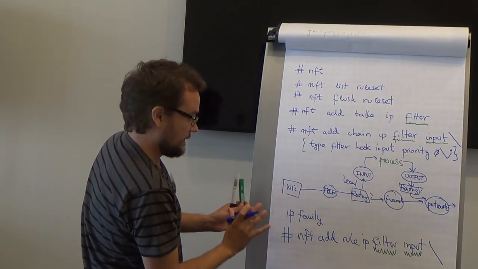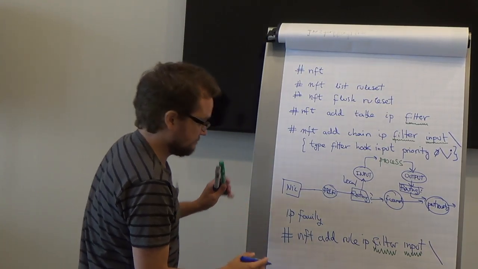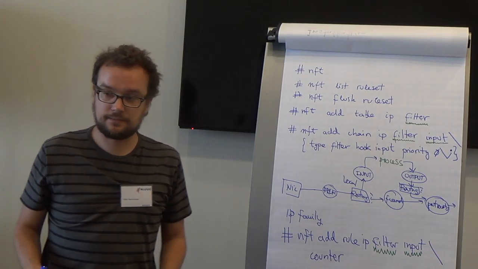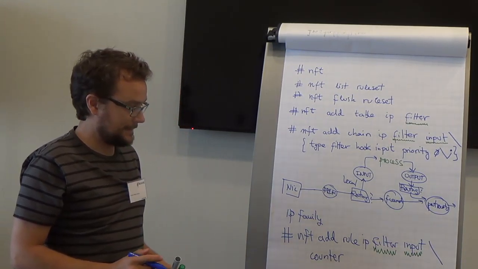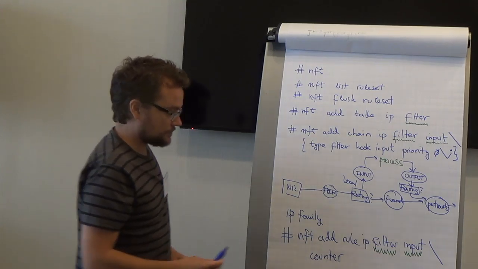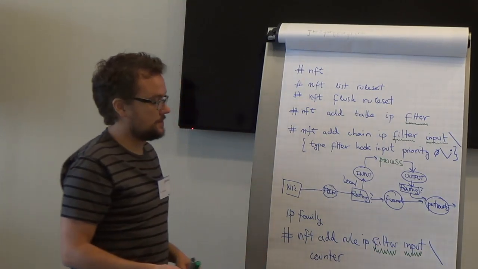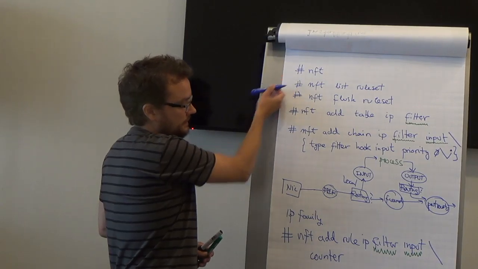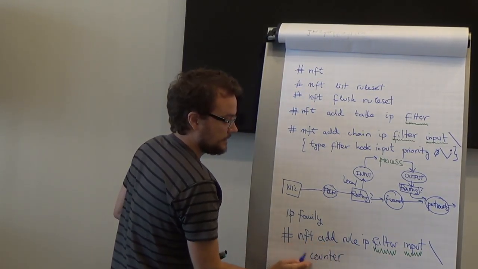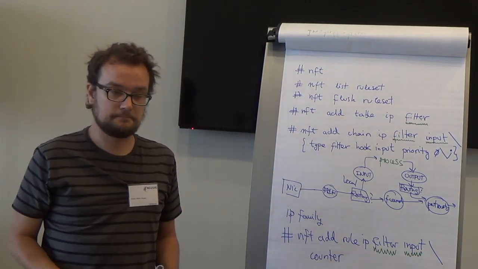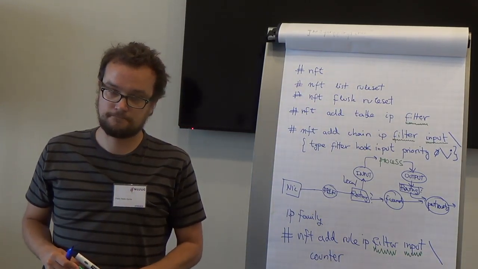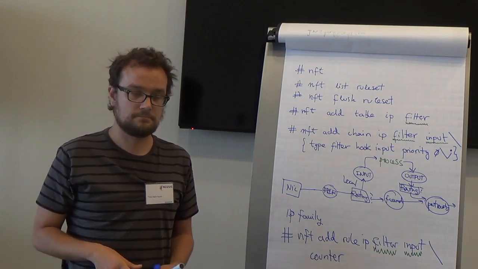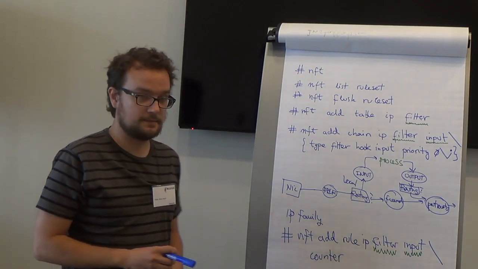Now we can include the first statement. Maybe I'm just going to add a counter just to check that we are seeing traffic. So after this rule, we generate some traffic. Then going back to listing the rule set, you should see the counter getting updated. If we do list ruleset, it says counter packets 2, bytes 284. So two packets already in there. Okay, that's good. So it's working.